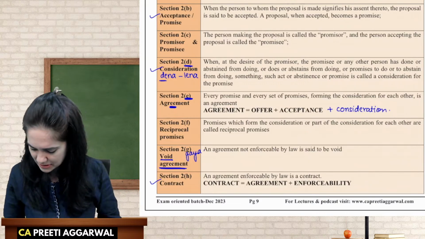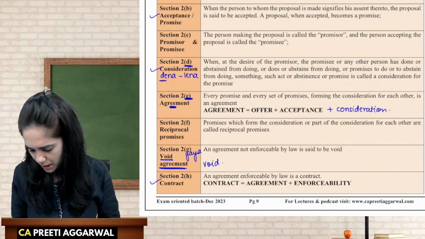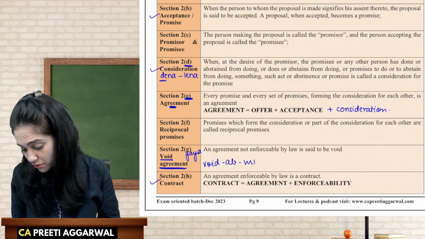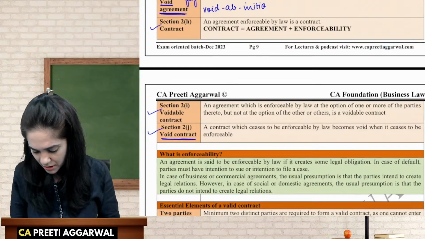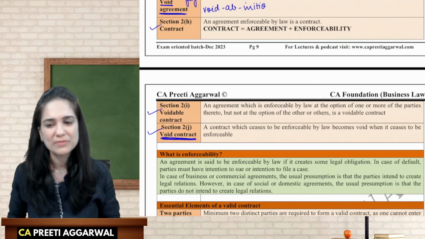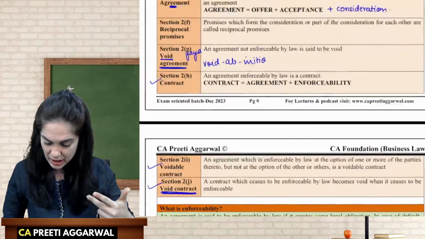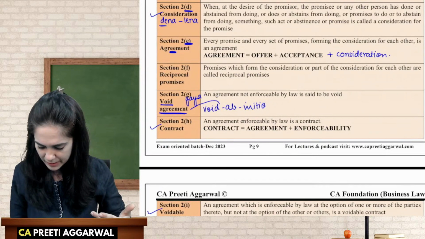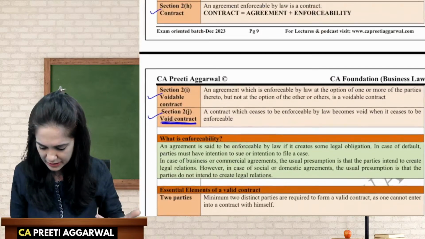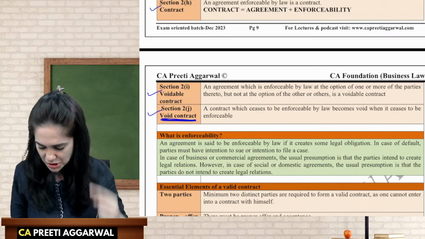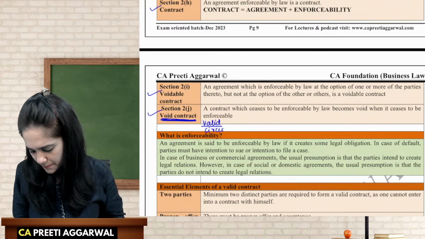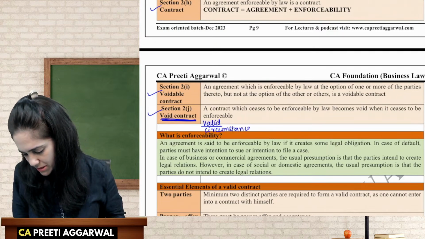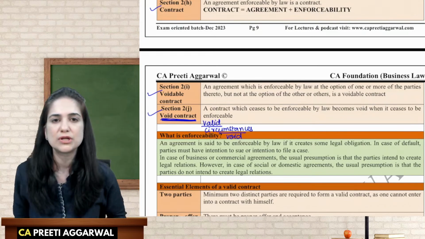Void agreement is nothing but what they call void ab initio. Why am I explaining void ab initio to you? Because see over here, there is void contract also. How to differentiate? Void agreement is void ab initio and void contract is just void. Just void means the contract was valid when entered, but later on due to certain circumstances the contract becomes void. This is defined under Section 2J.